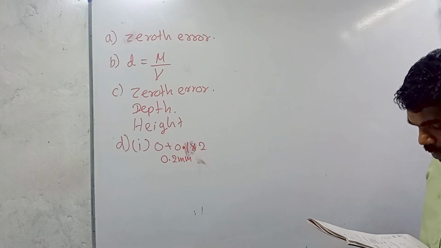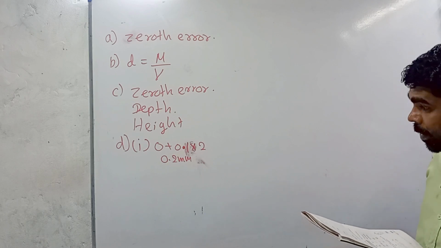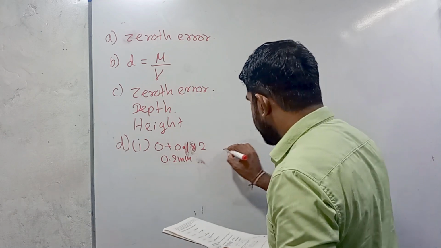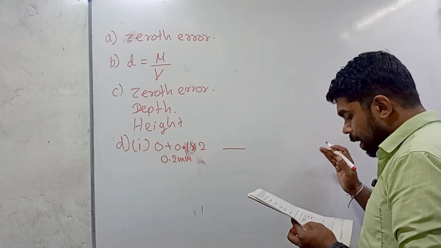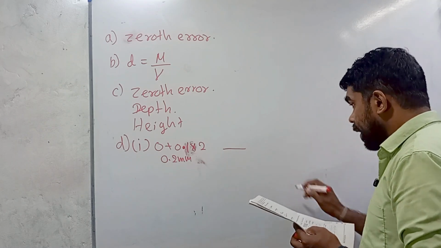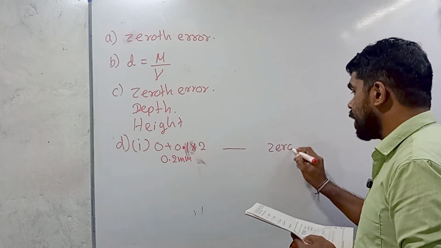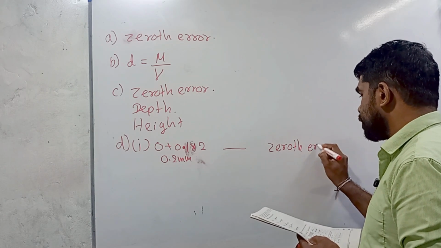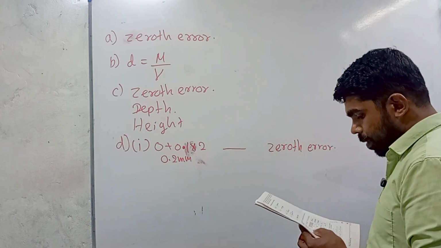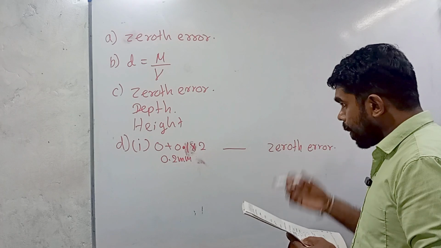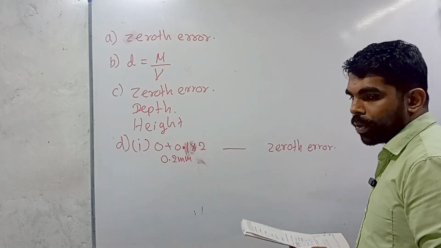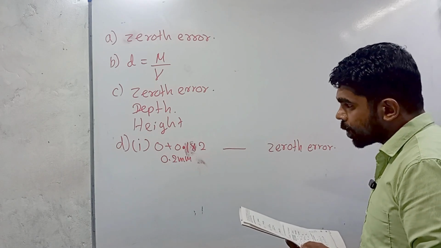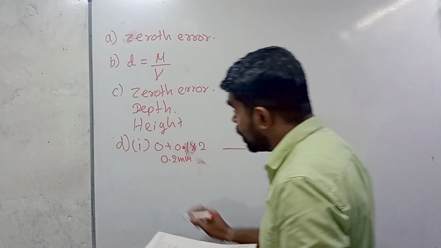Then second one, for that part, the middle column is blank. Then the last one, zero error. The corresponding reading is zero error. We have to write a corrected reading for the second column, but there is no corrected reading because it is zero error. It is not a reading.